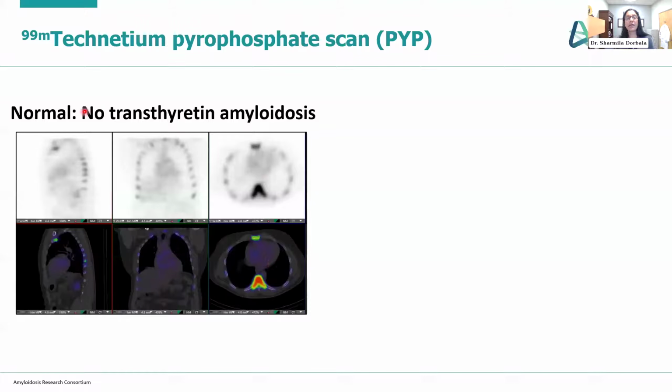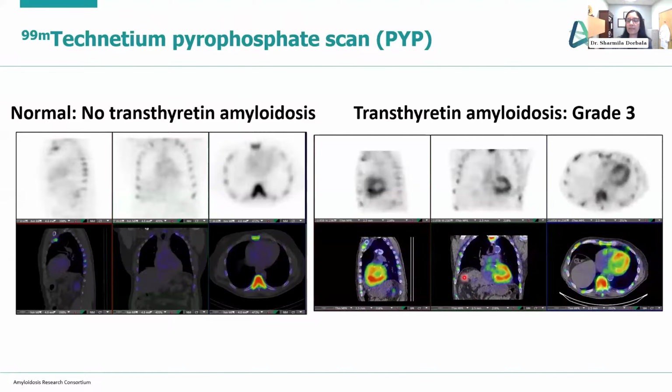So this is no evidence of transthyretin amyloid. The reason I say this is this test is not a good test to exclude AL amyloid or the other forms of amyloid. So just because the PYP scan is negative, it doesn't mean other forms of amyloid don't exist. So remember that. So this is a good test. If it's negative, most likely there's no evidence of transthyretin amyloidosis in the heart.